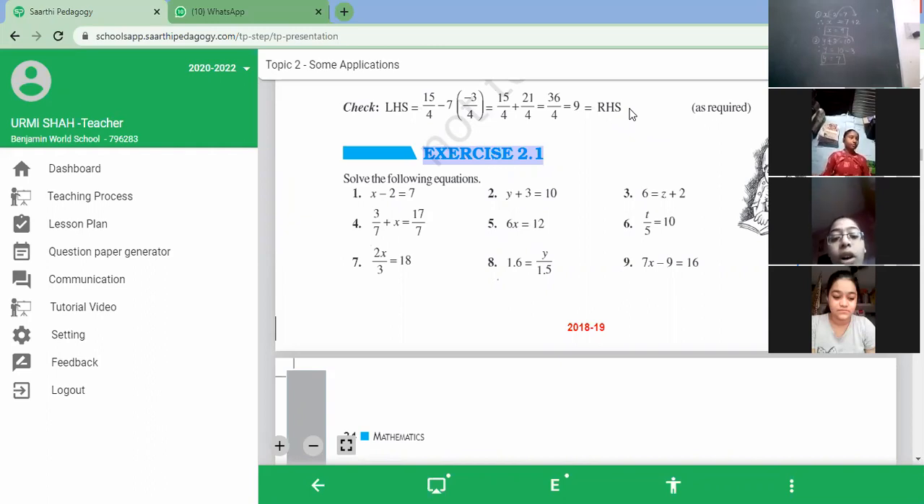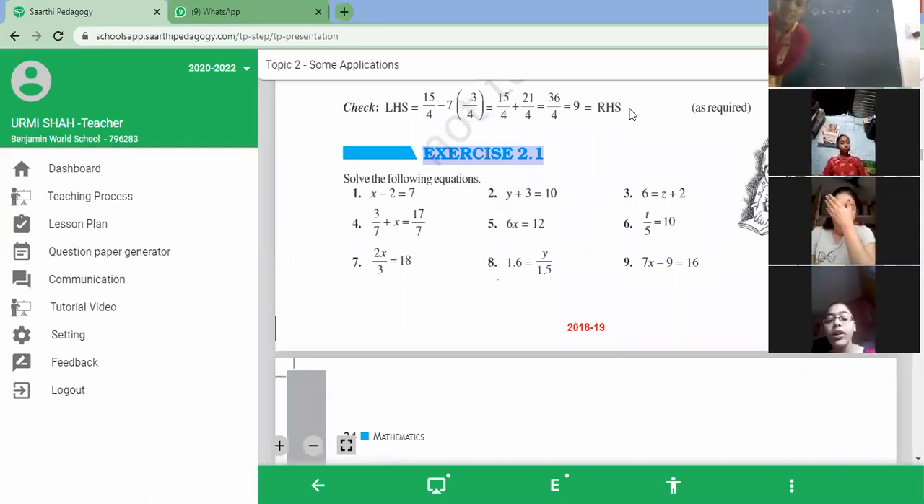Ma'am, in third number, 6 is equal to z plus 2. I am writing that. First and second, I hope you have done. Third is 6 is equal to z plus 2. So here the variable z is on the right hand side, so try to write it on the left hand side. So we are changing the side. So we can write z plus 2 is equal to 6.